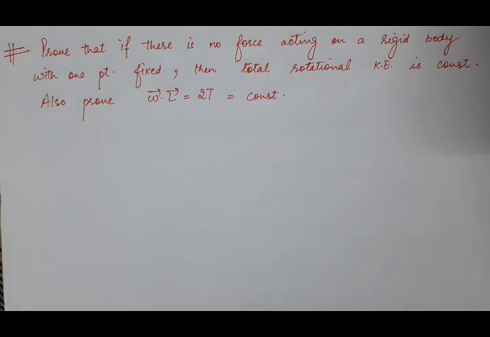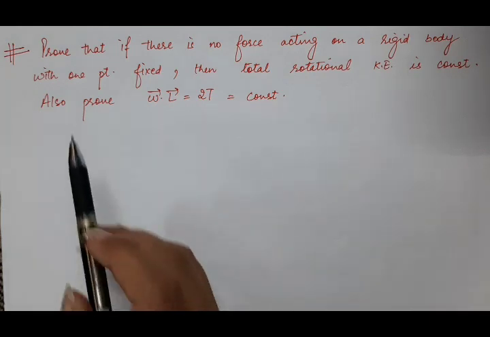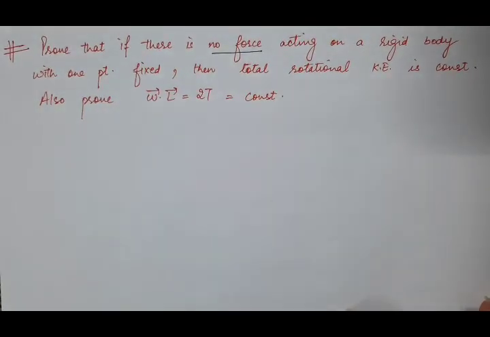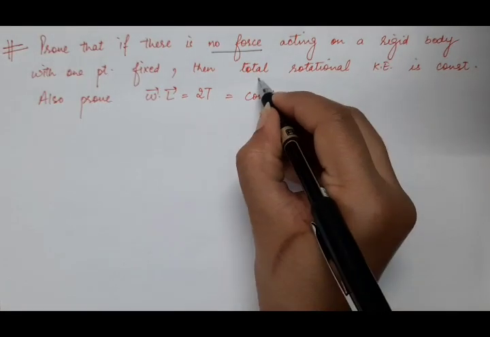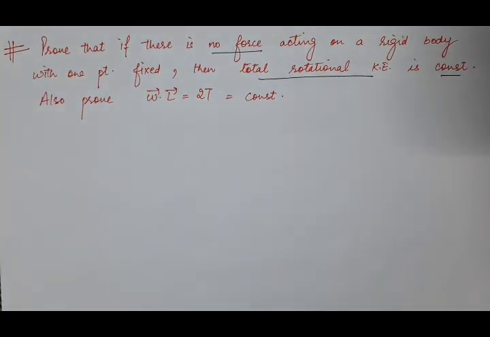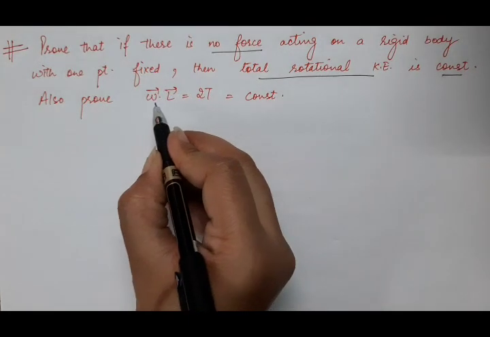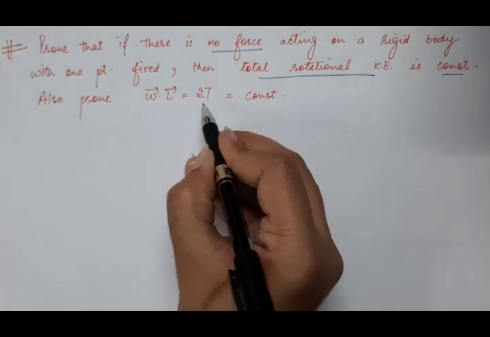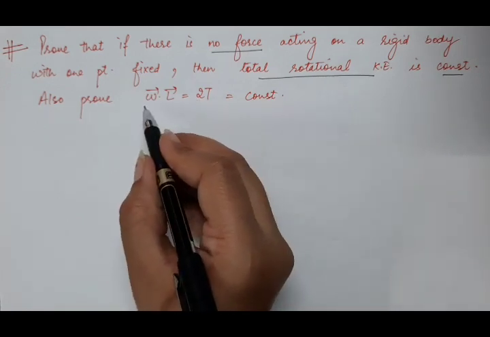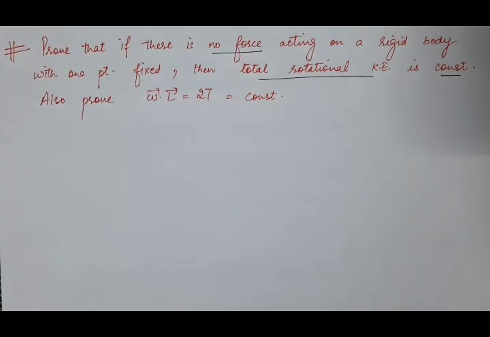Now we'll discuss this numerical, and it is related to the article of Euler's equations of motion of a rigid body. So here it is given that if there is no force acting on the rigid body, then prove that its total rotational kinetic energy is constant. And then by using that result, prove that omega dot L is equal to 2T, and as T is constant, 2 is constant, so the dot product of omega vector and L vector is also constant.